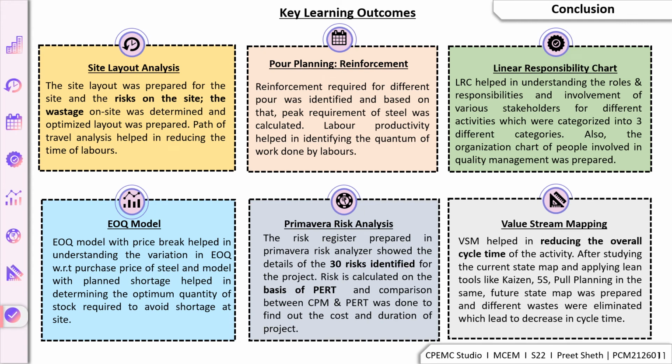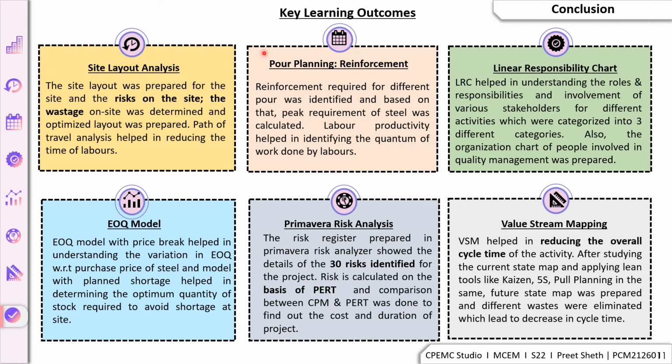Now, finally, moving on to the conclusion or the key learning outcomes. First, in site layout analysis, a 2D site layout was prepared for the site, and also in Revit, a 3D layout was prepared. The risks on the site, the wastage on the site, and site layout critique were done. Based on that, the optimized site layout was prepared, and based on the optimized site layout and the current site layout, path of travel analysis was done.